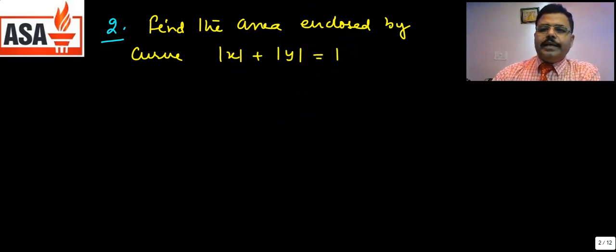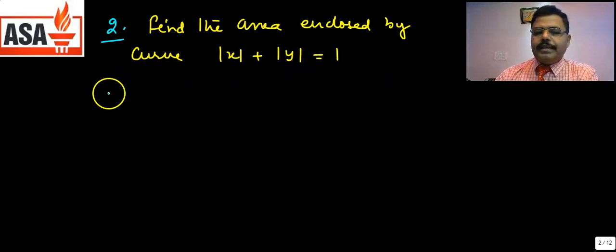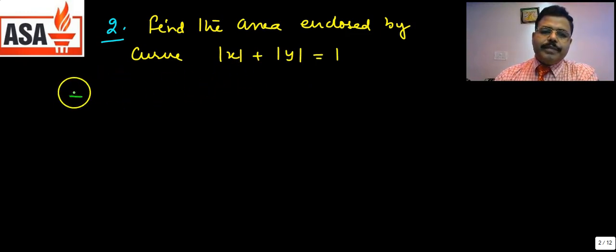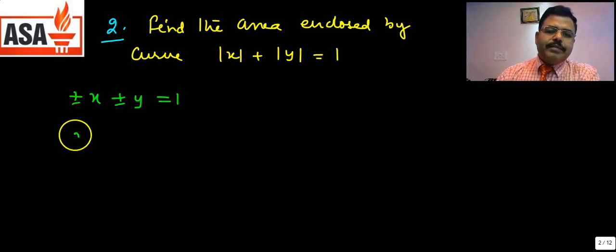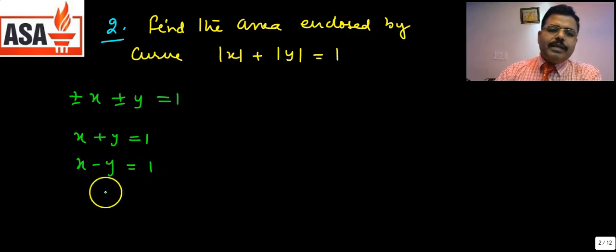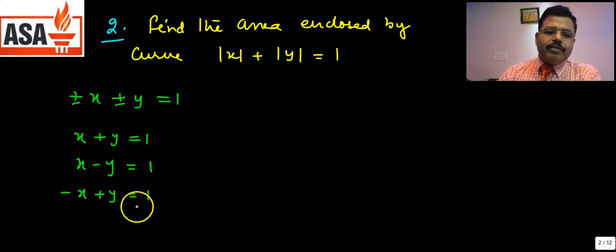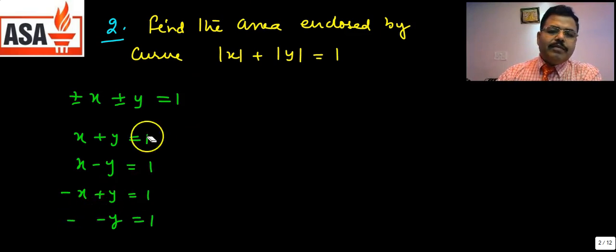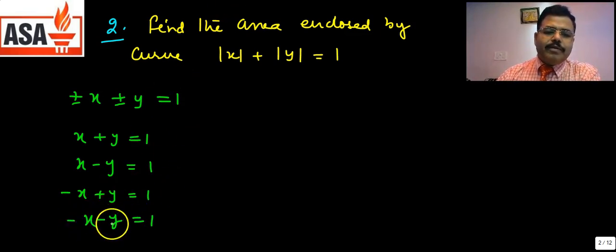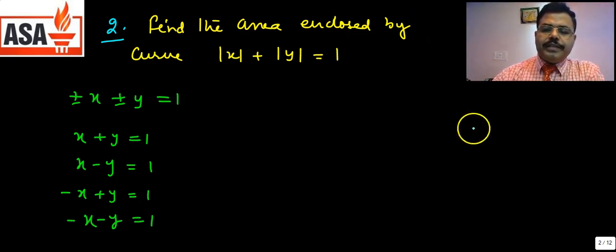So here there are 4 equations. If you go for this, modulus will give plus minus sign. So there will be 4 equations, plus minus x plus minus y is equal to 1, and that will give you x plus y is equal to 1, x minus y is equal to 1, minus x plus y is equal to 1, and minus x minus y is equal to 1. So these are the four equations which will come out with this expression, and you will be able to get it all one by one.